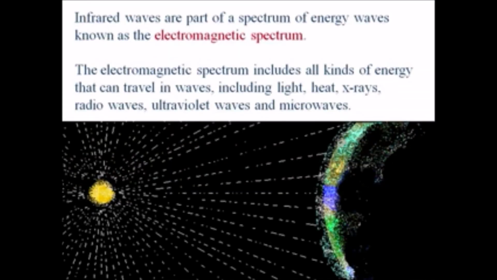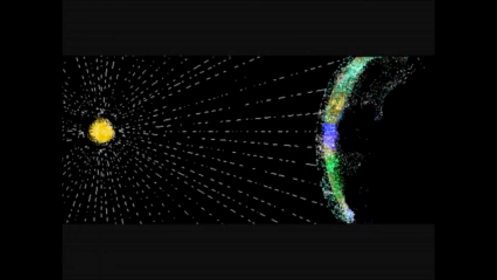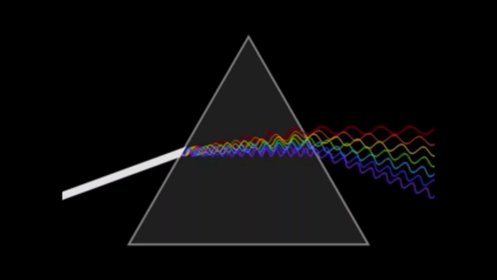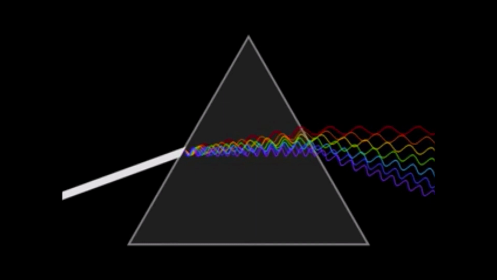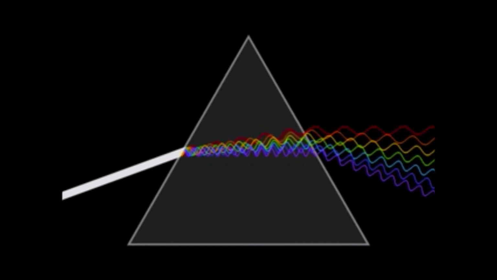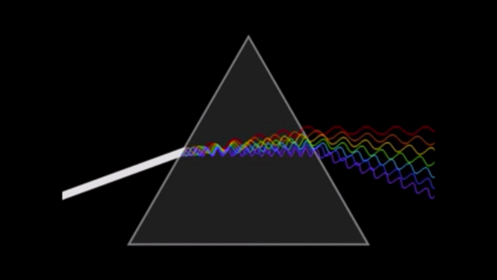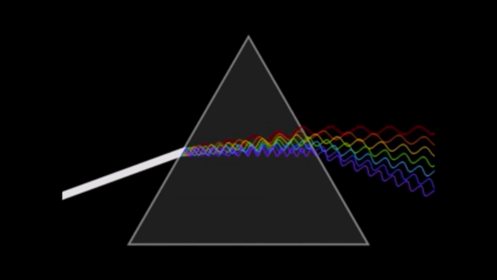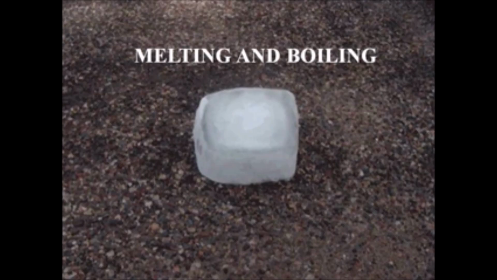Infrared waves are part of a spectrum of energy waves known as the electromagnetic spectrum. The electromagnetic spectrum includes all kinds of energy that can travel in waves, including light, heat, X-rays, radio waves, ultraviolet waves, and microwaves. Melting and boiling.